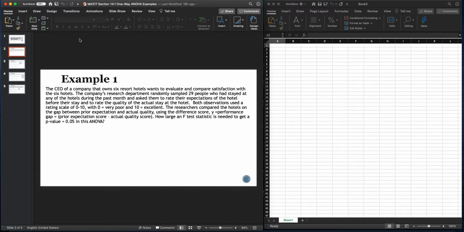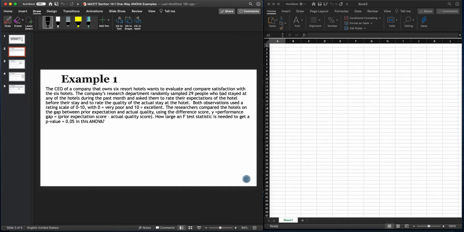The CEO of a company that owns 6 resort hotels wants to evaluate and compare satisfaction with the 6 hotels. The company's research department randomly sampled 29 people who stayed at any of the hotels during the past month and asked them to rate their expectations of the hotel before their stay and to rate the quality of the actual stay at the hotel.